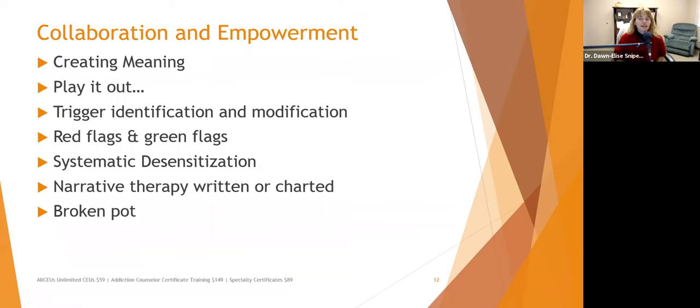Encourage people to identify triggers and modify them whenever possible. If going into super crowded places is a trigger for you, well, then don't go shopping at the mall on Christmas Eve. That may be one of those things that you just choose to avoid. There are some things you can't avoid.